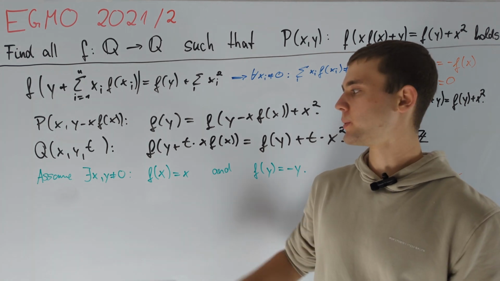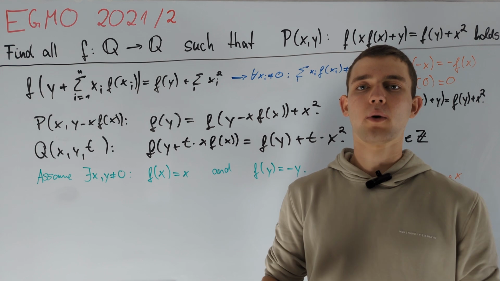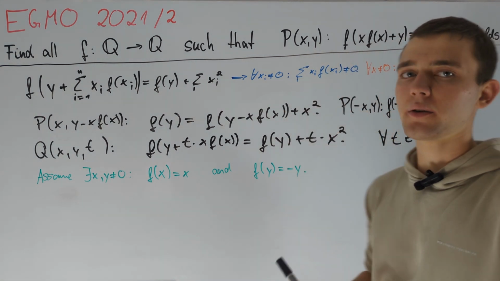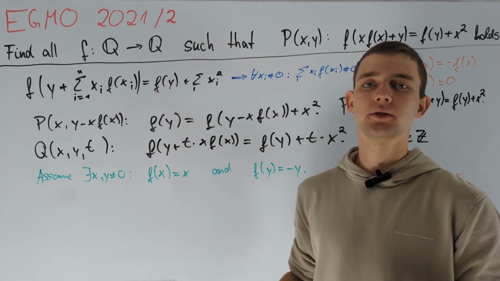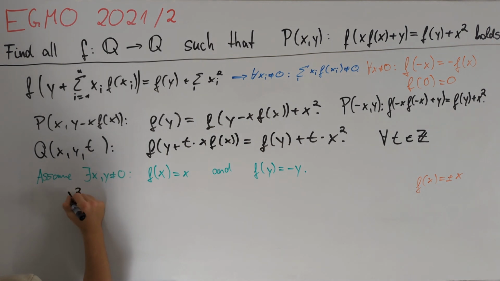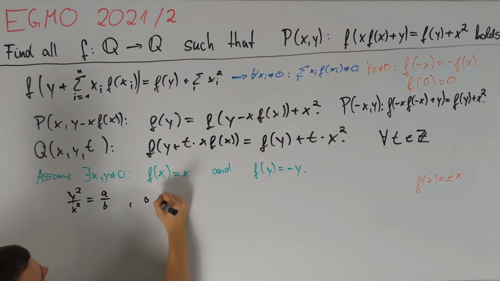So let us assume that we find non-zero x and y with f of x equal to x and f of y equal to negative y. We will use this idea together with the fact that we're working on the rationals to bring this to a contradiction. We start with setting y squared over x squared equal to a over b, where a and b are non-zero integers.